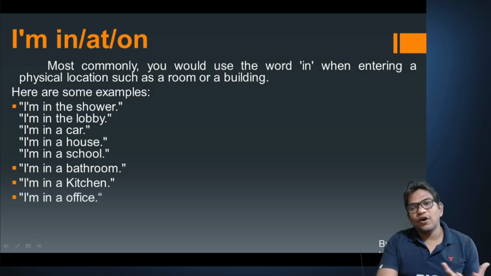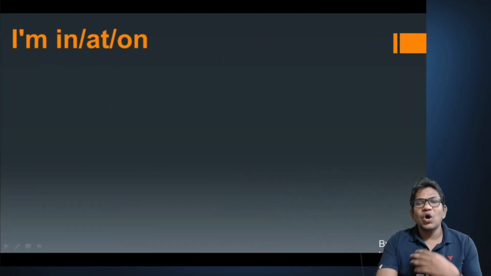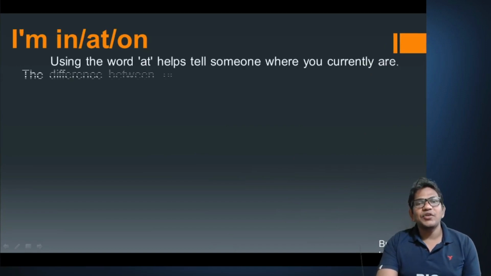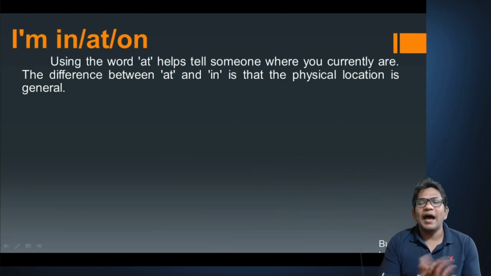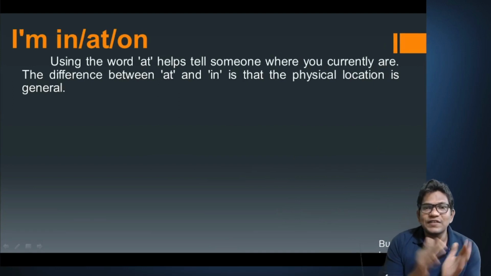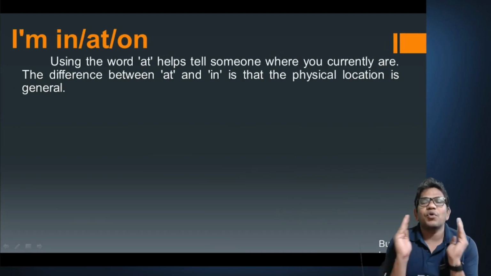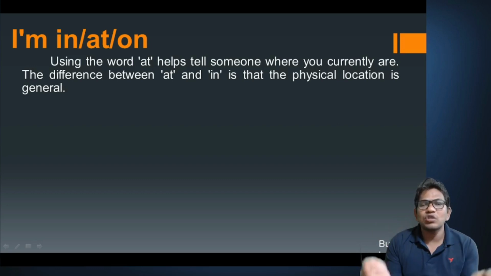Similarly, I'm in office. You can say all these. So now you have to make 15 sentences out of this. Next comes I am at. I am in says the physical location, like a room, or it is a closed room.